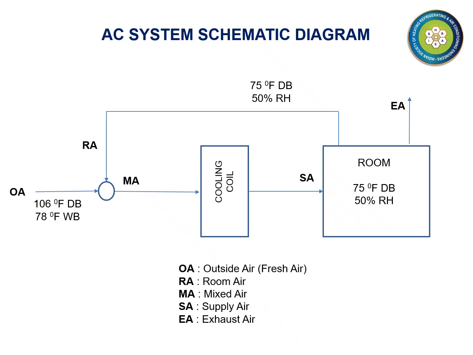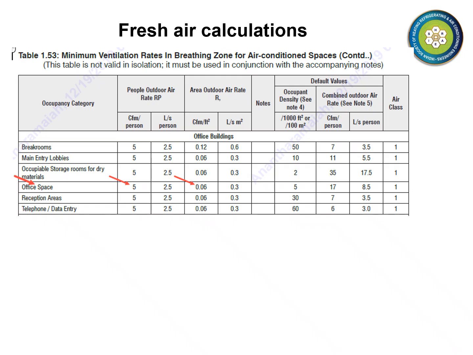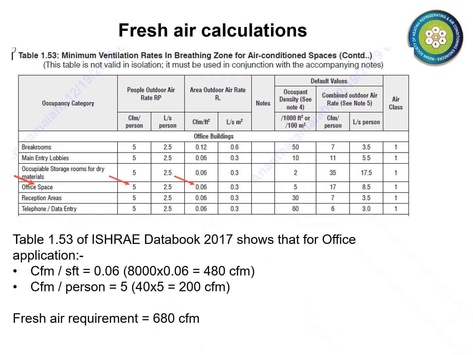The question arises as to how much outside air or fresh air do we bring in. Table 1.53 of ISHRAE Databook 2017 furnishes estimates of fresh air required based on the usage of the space, the number of persons, and the square feet area. As you can see on this slide, the fresh air requirement works out to 680 cubic feet per minute.